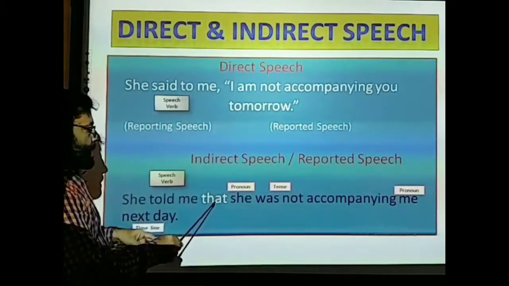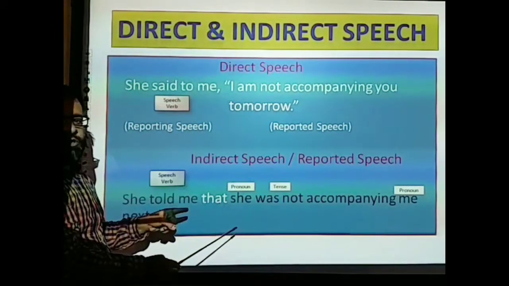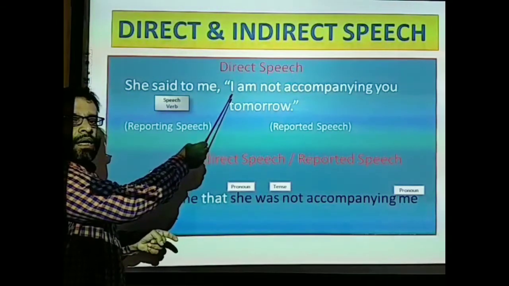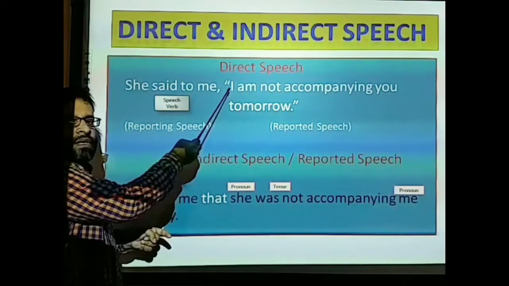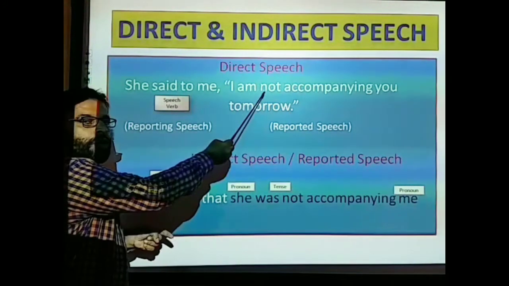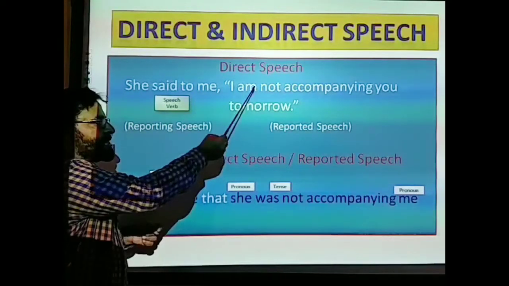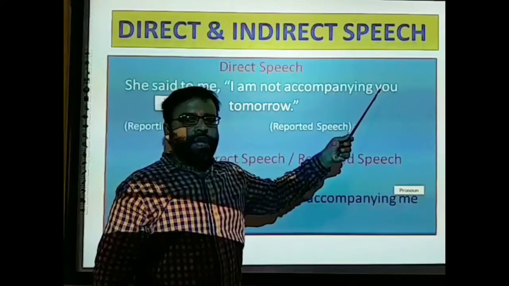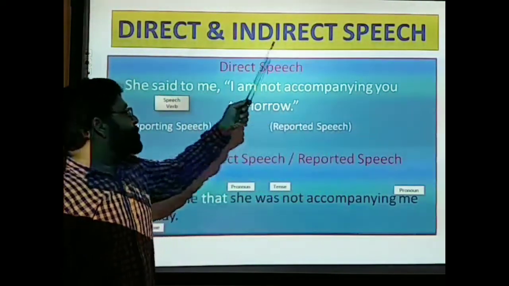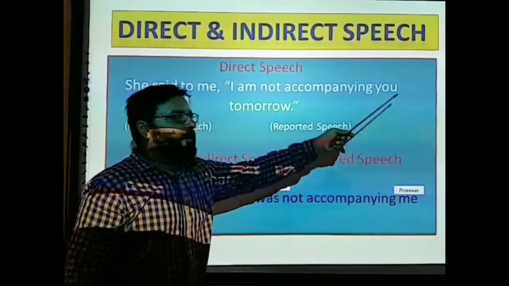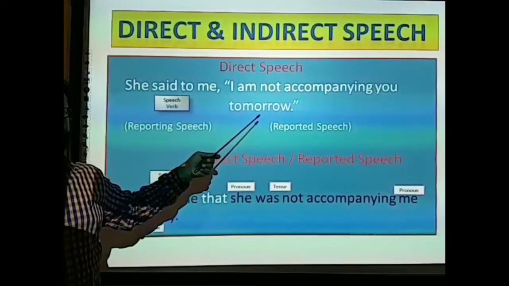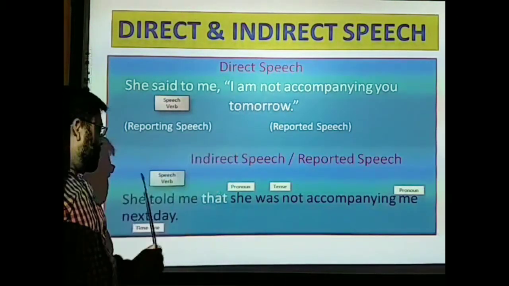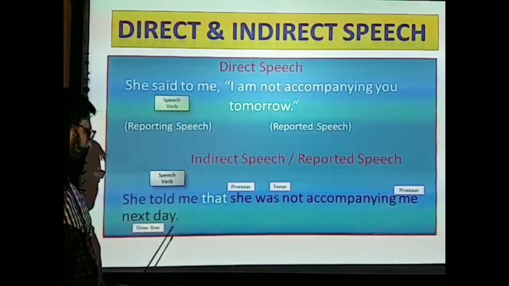You see here, we remove the inverted commas in indirect speech and connect it with "that." She told me that... Now this "I" I will change into "she" because the first person changes according to the subject. "Am not" is in the present tense, so it changes into past tense: "was not." "Accompanying" will remain the same. Another pronoun, "you," will be changed according to the object. The object is "me," so it will become "me." And "tomorrow" is the timeline; this will be changed as per the rule to "next day." So this sentence will become: She told me that she was not accompanying me next day.